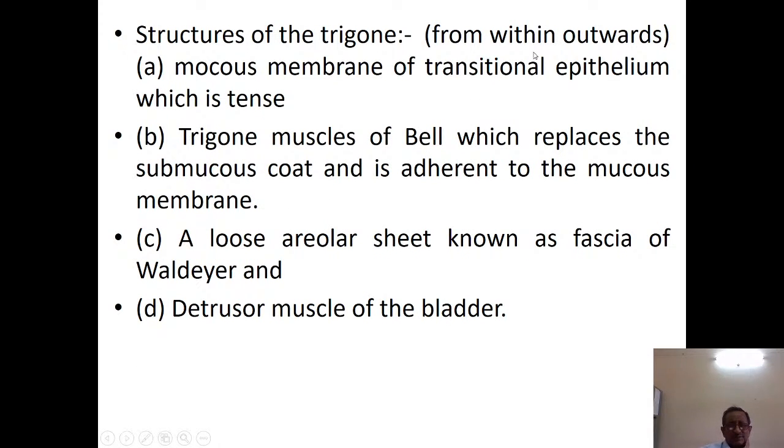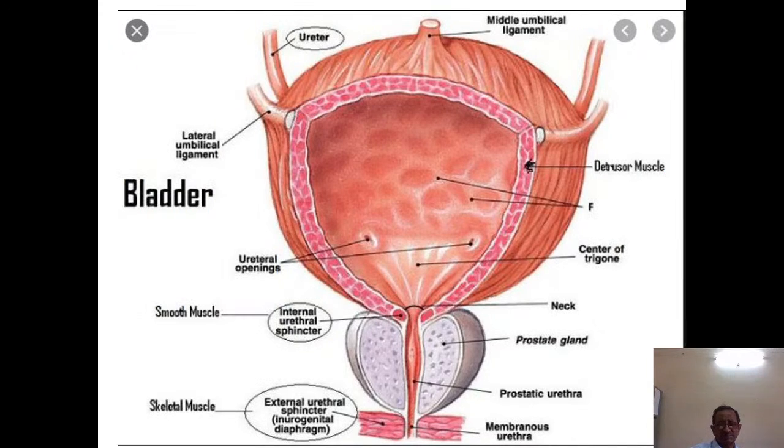Structure of the trigone. From within outwards, it is a mucous membrane of transitional epithelium which is tense, then the trigone muscles of Bell, which replace the submucous coat and are adherent to the mucous membrane, a loose areolar tissue sheet known as the fascia of Waldeyer, and the detrusor muscle of the bladder. So these are the four layers in the trigone, starting from the interior: the mucous membrane, then the trigone muscles of Bell, then the loose sheet, and the detrusor muscle outermost.